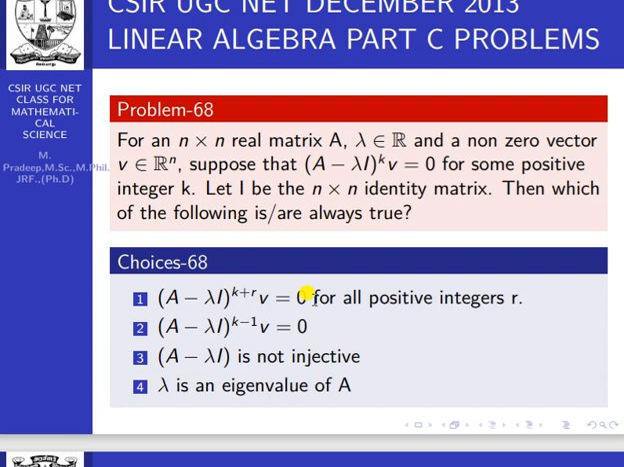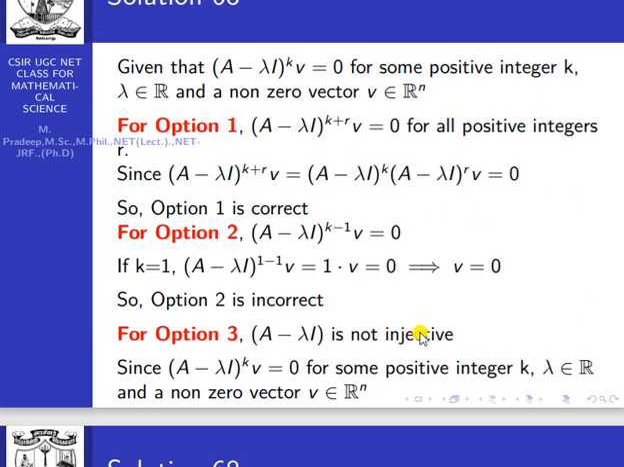How to check? We can express (A minus lambda I)^(k plus r) as (A minus lambda I)^k times (A minus lambda I)^r. So we want to check whether (A minus lambda I)^(k plus r) v equals 0. We can express it in terms of (A minus lambda I)^k and (A minus lambda I)^r into v equal to 0.